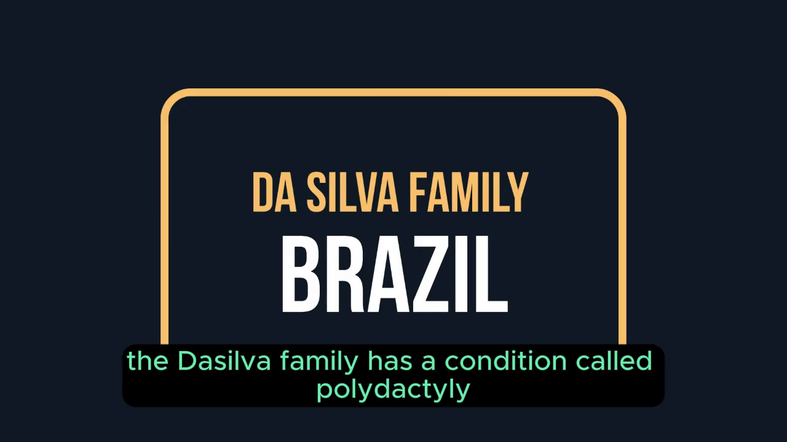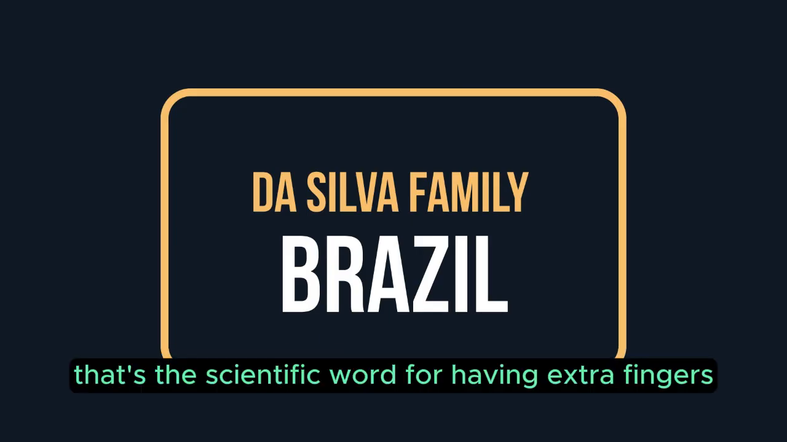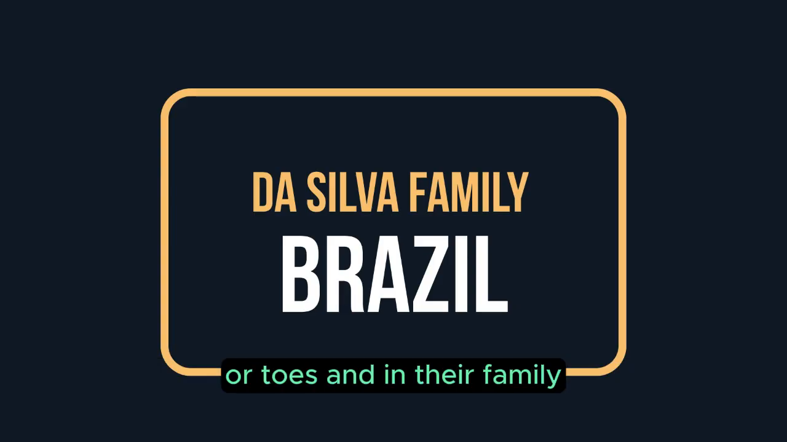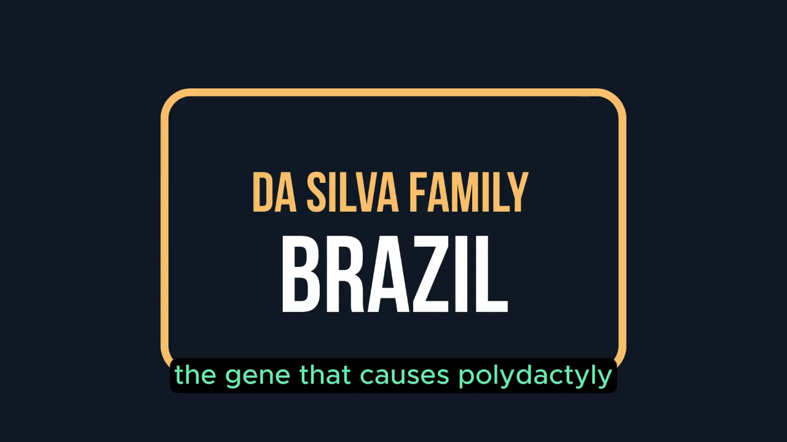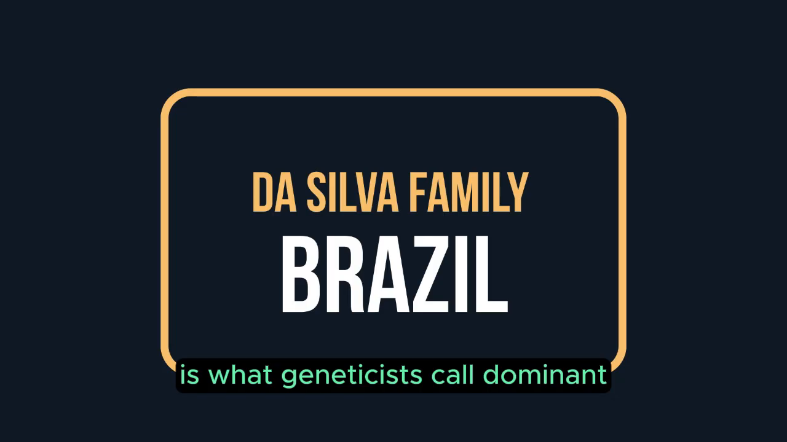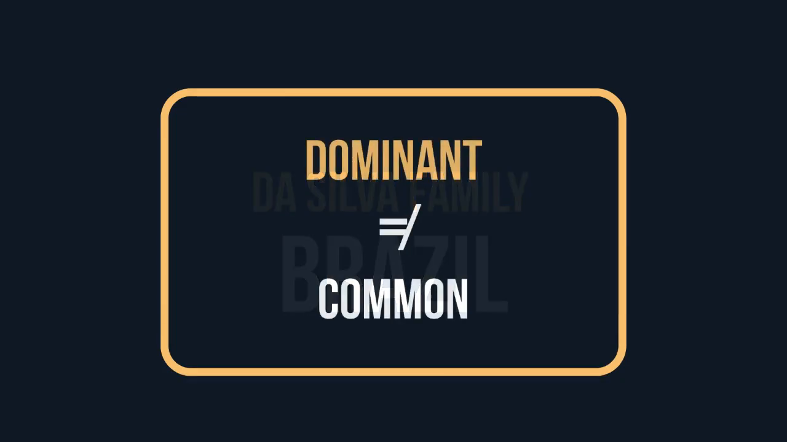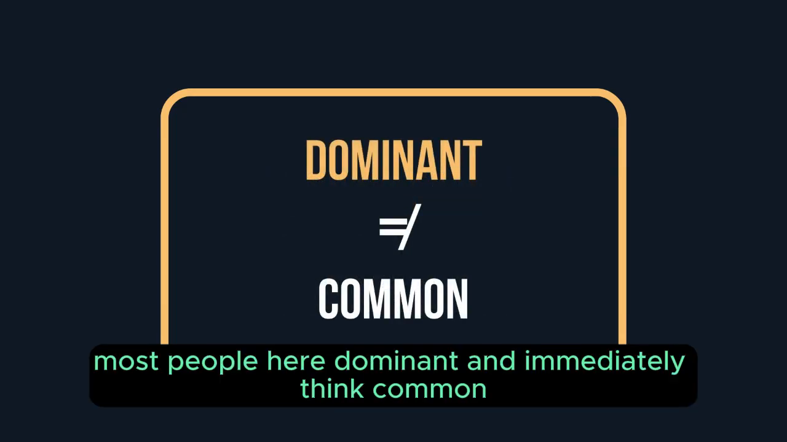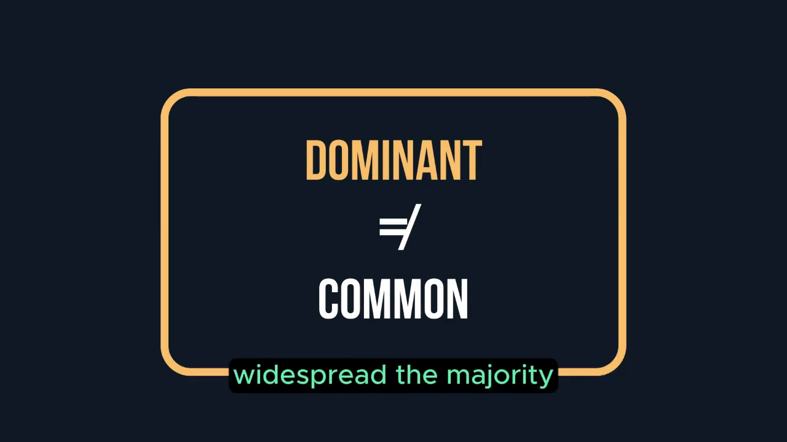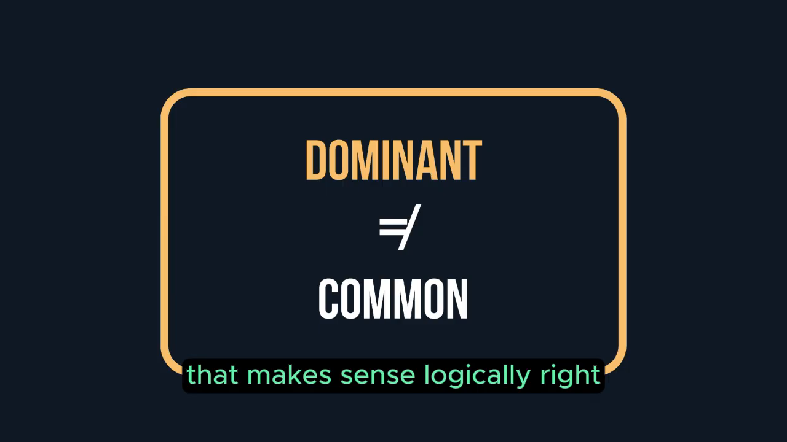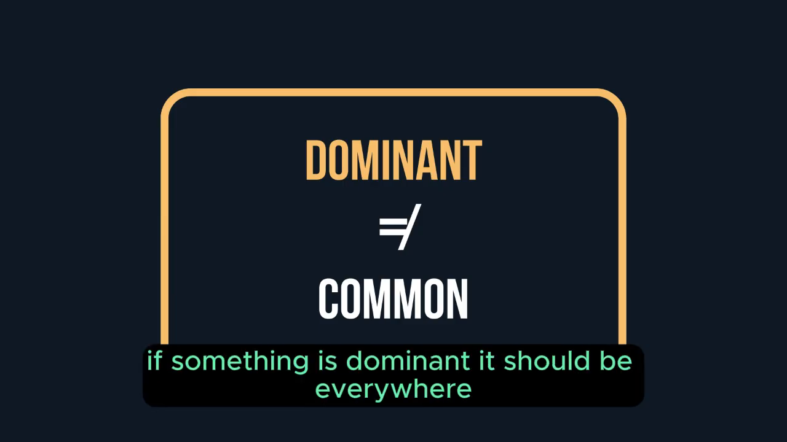The De Silva family has a condition called polydactyly. That's the scientific word for having extra fingers or toes. And in their family, the gene that causes polydactyly is what geneticists call dominant. Now, most people hear dominant and immediately think common, widespread, the majority. That makes sense logically, right? If something is dominant, it should be everywhere.